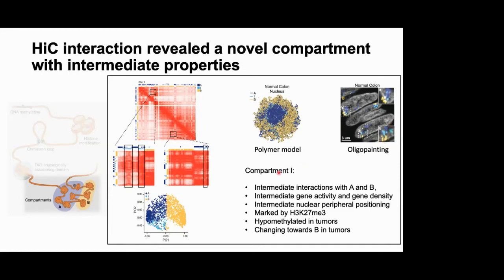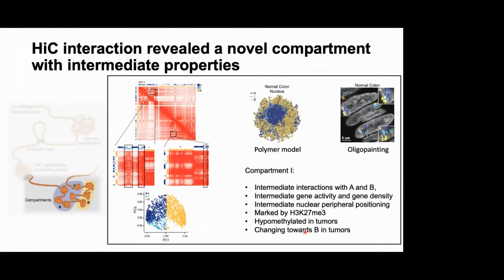But this all suggested that what we were actually seeing is a novel compartment with intermediate interactions between A and B, intermediate gene activity and gene density, intermediate nuclear peripheral positioning, highly marked by H3K27 trimethylation, which is a mark for facultative heterochromatin, that were hypomethylated in tumors and were changing their interaction patterns towards a more B-like state in the tumors.